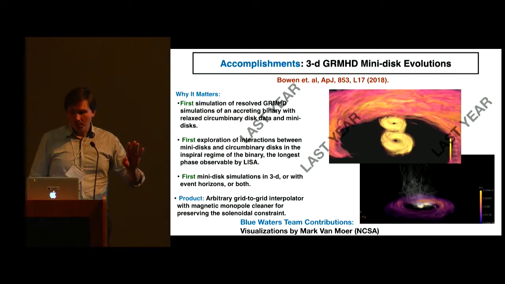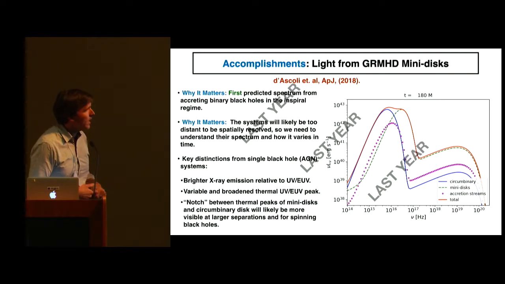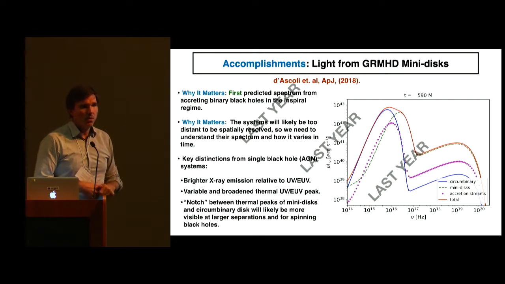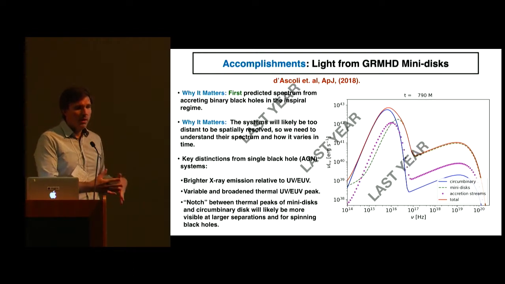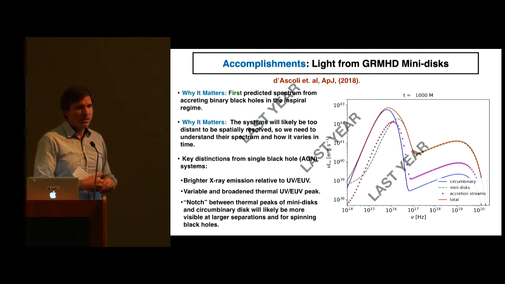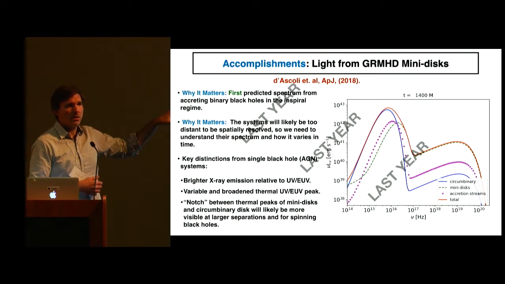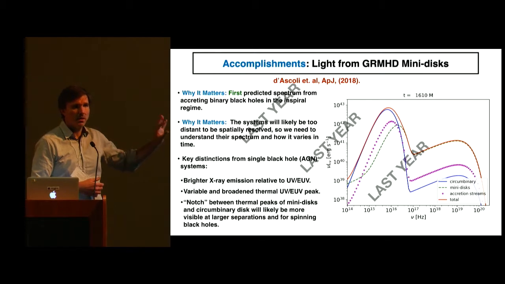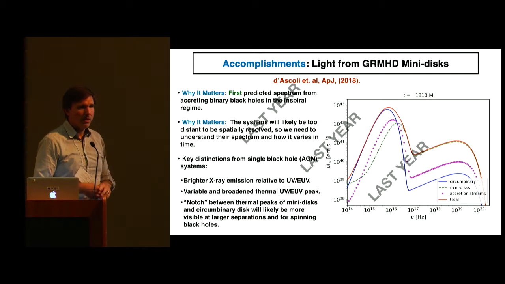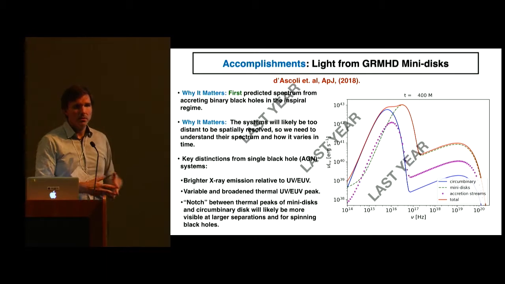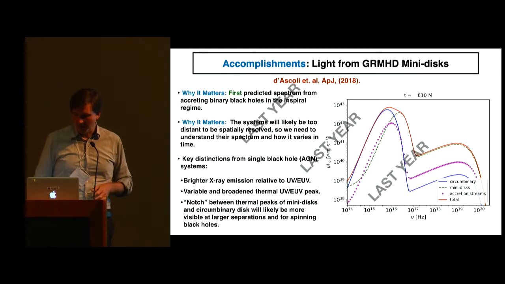Last year I also reported on our ability to calculate spectra from these sources. We have the machinery to do self-consistent radiation predictions from our simulations, using the cooling function as a proxy for the emissivity of our radiation model. And so we can get spectra going from radio to X-rays using our model.